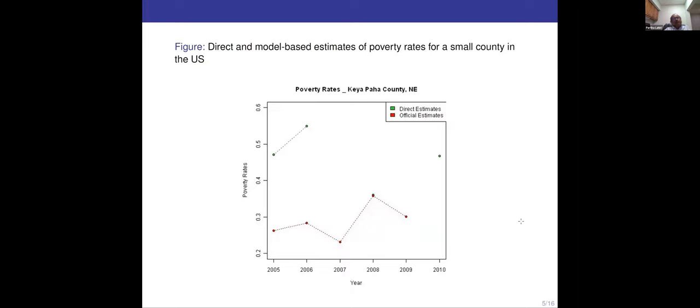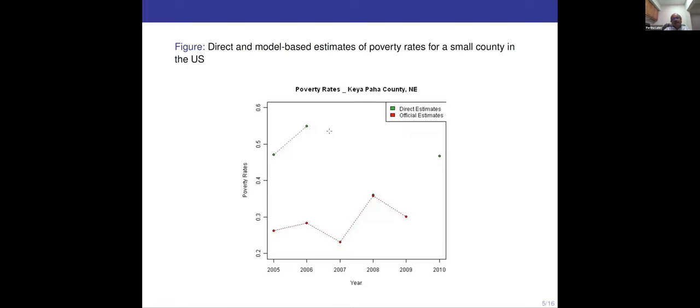And here is something from the SAPI project that Carolina talked about. And this is a time series plot of the official estimate, which is the model-based estimate based on the EB method, empirical Bayes method, and the green one is direct estimates. So you can immediately see there are some issues, like in 2007, this is from the American Community Survey, there is nothing for 2007 because there is no data for this year for the domain they're interested in.